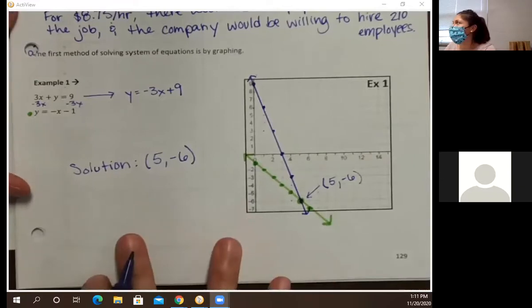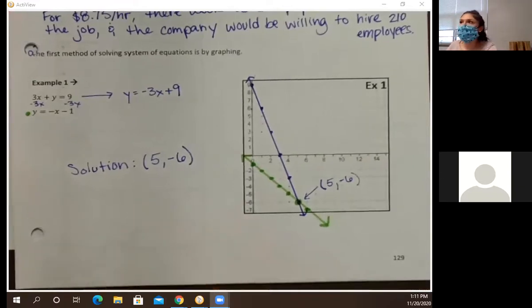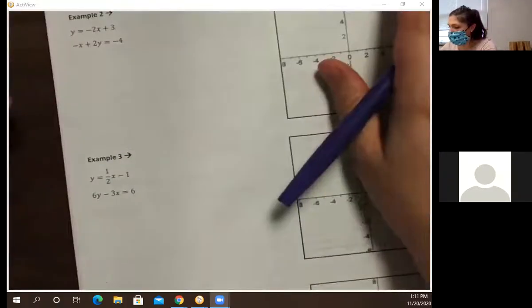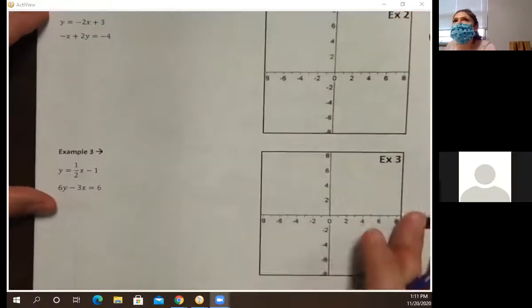Questions for me on this one? So we're graphing lines and looking at where they intersect. That's our first method for solving. We're going to do a few more examples together. So if you turn the page for me, we're going to look at page 130, and we've got a couple more examples to take a look at.